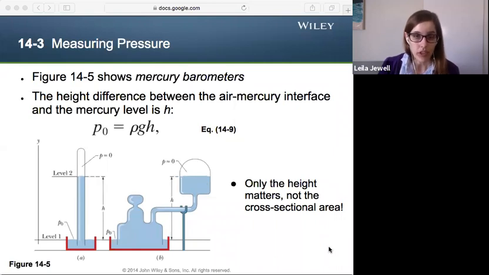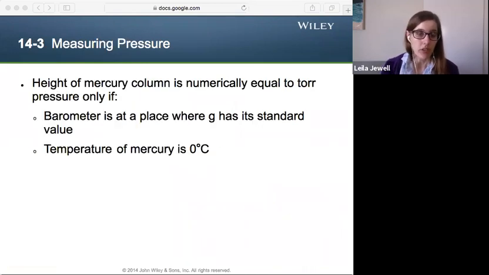So here's one example with mercury barometers. Now note, the height of the mercury column is only numerically equal to torr if the barometer is at a place where g has its standard value of 9.8, so it might be a little different if we go on to Mount Everest, as well as if the temperature of the mercury is 0 degrees Celsius. So freezing temperature, it won't be frozen, but it's not going to work if you're in the tropics.